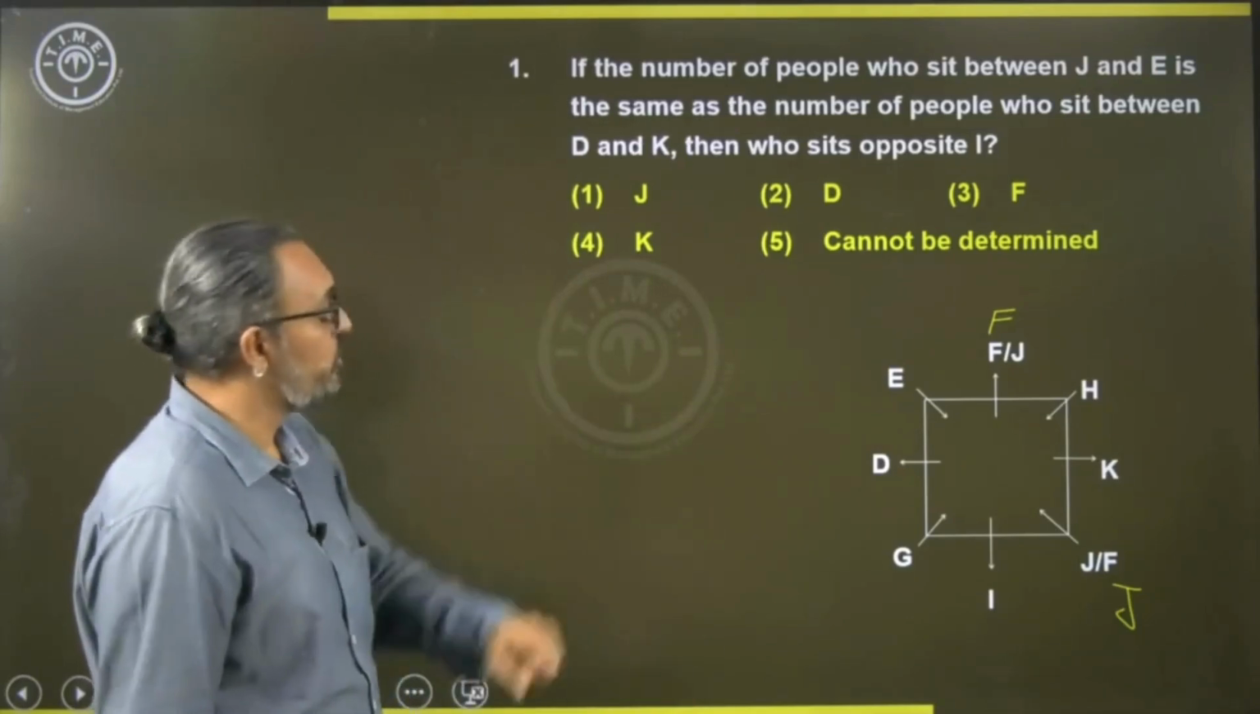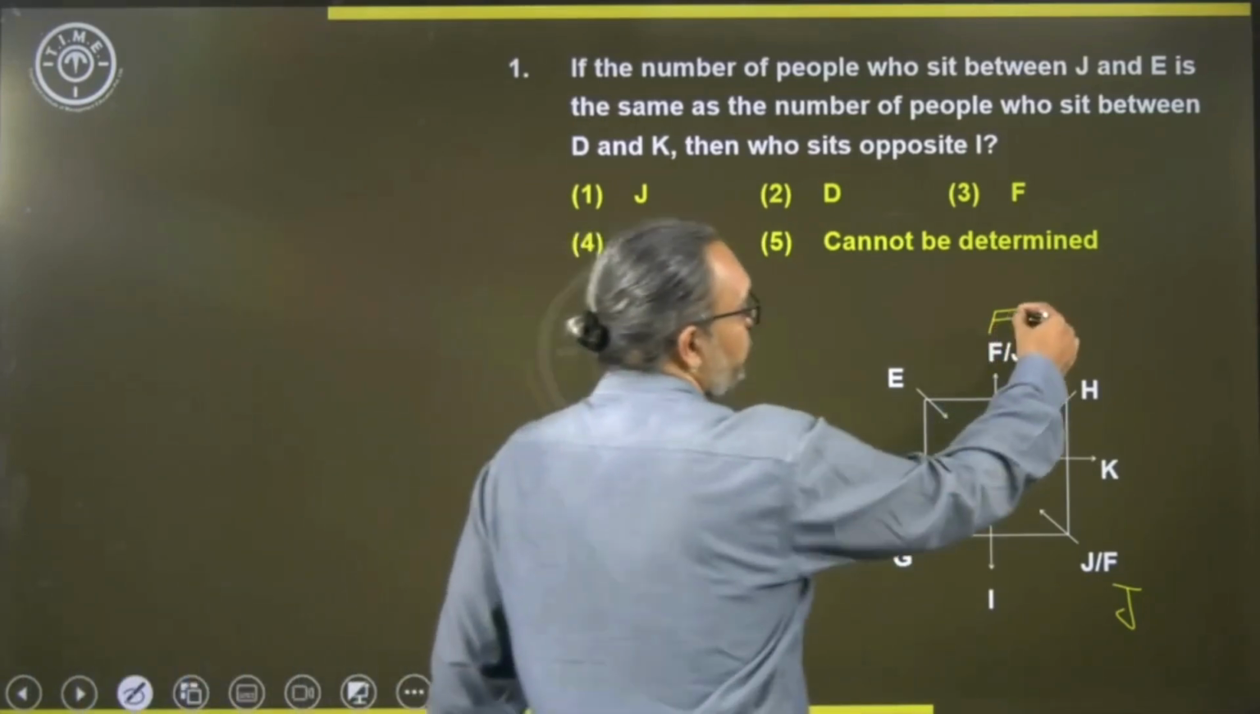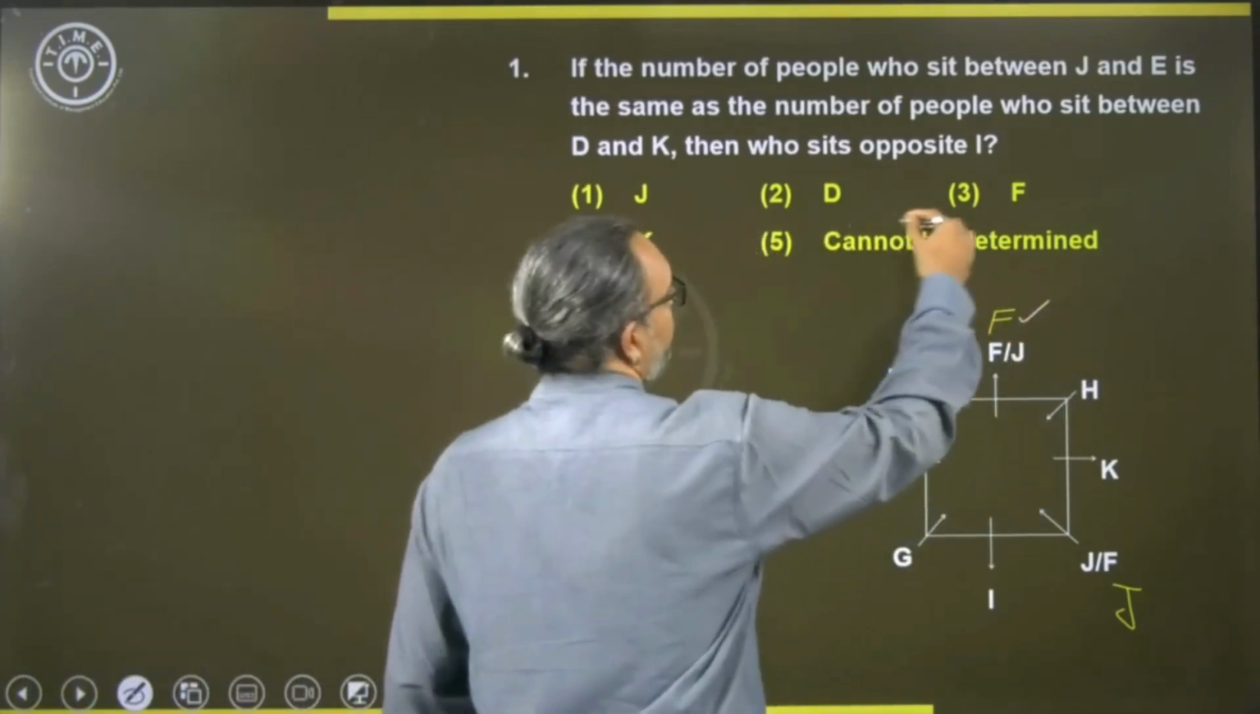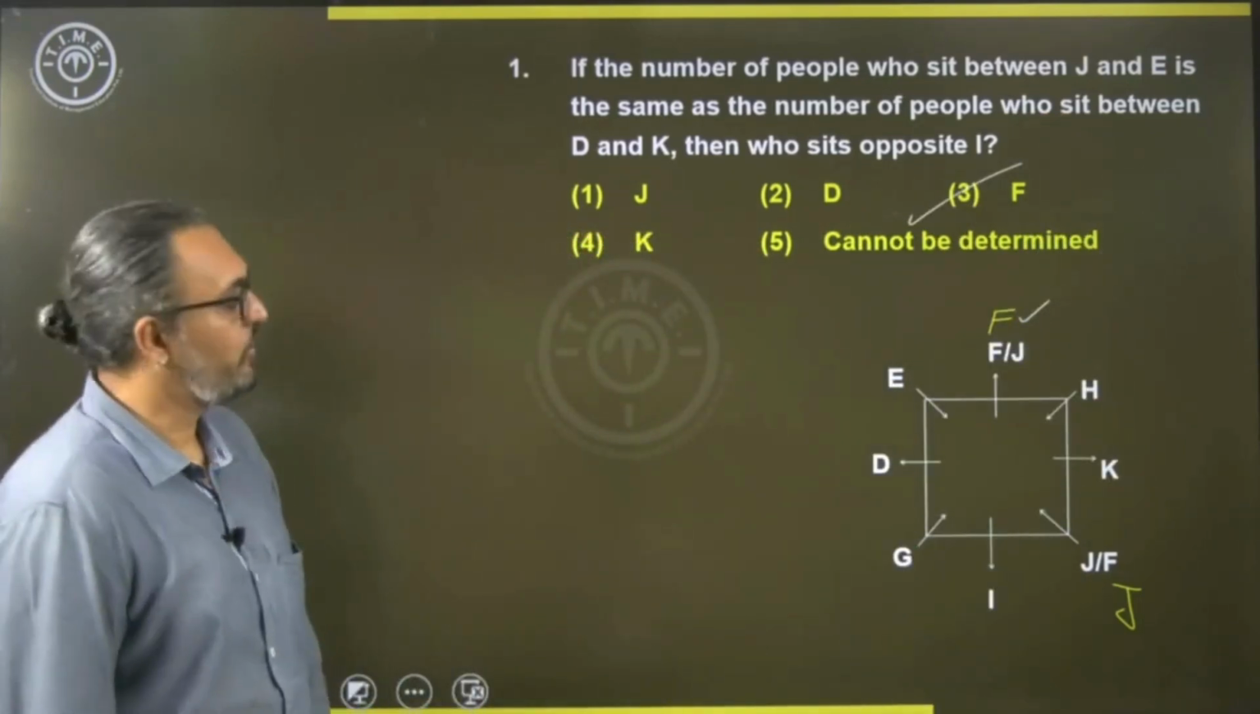Now the question is, who sits opposite to I? Now who is opposite to I? Opposite to I you have is F, and that's available in the third option. Understood the condition there? Okay.